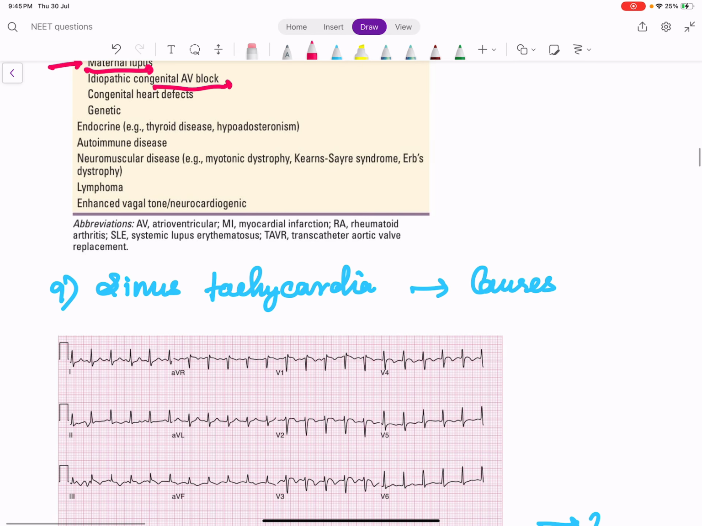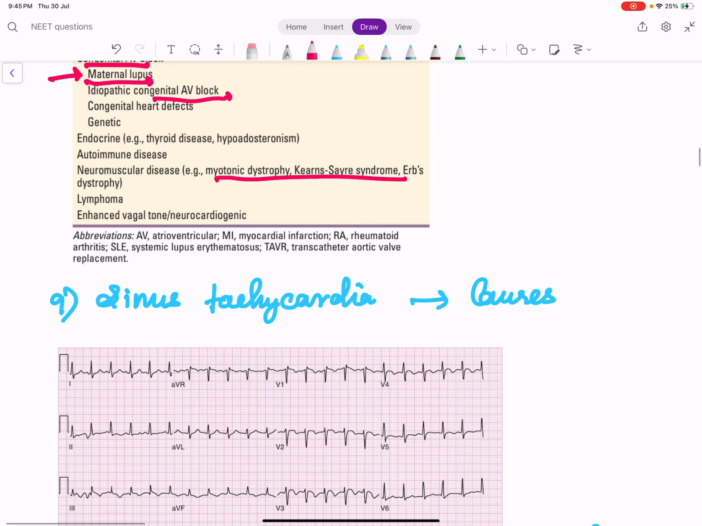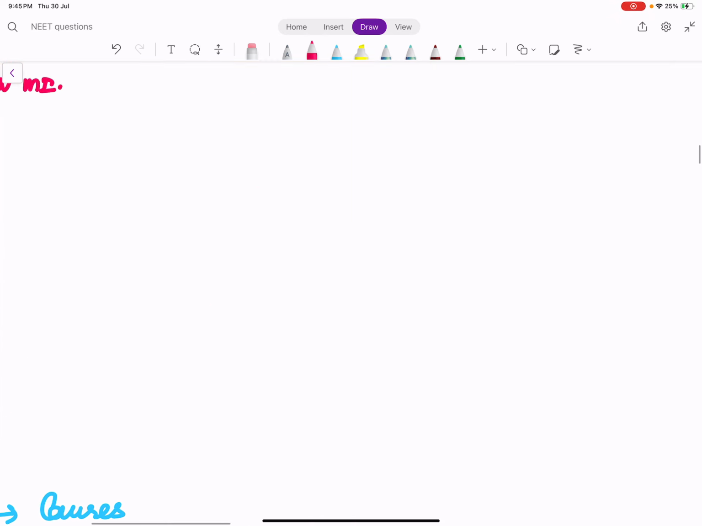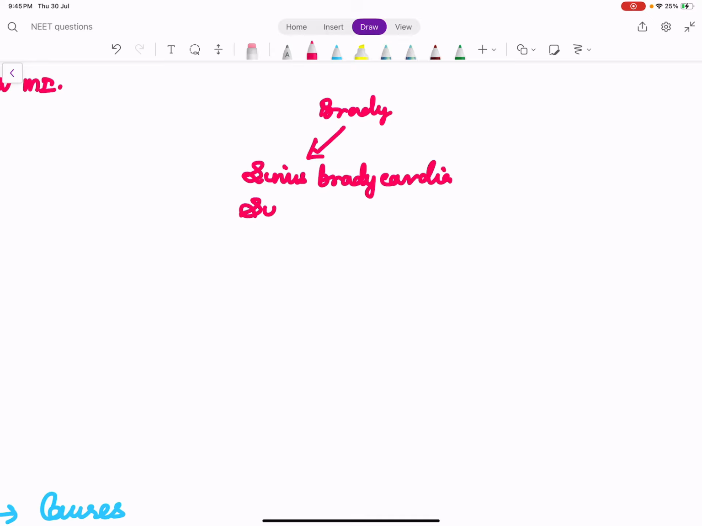Some muscular dystrophies can cause heart blocks, AV blocks. Okay, so this finishes our discussion on bradyarrhythmia. In bradyarrhythmia, only two diseases we discussed. One, sinus bradycardia, which is usually physiological or related to drugs. If it is pathological, we call it sinus nodal disease. How does it manifest? I told you, no P wave will be there.